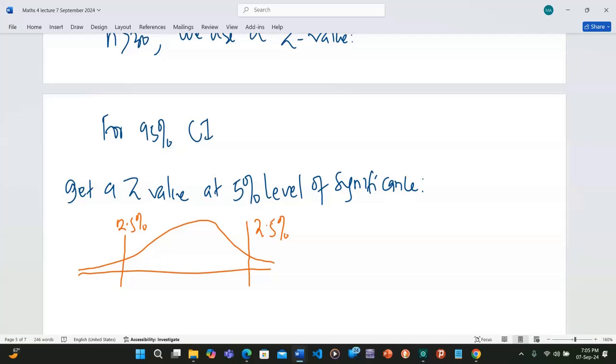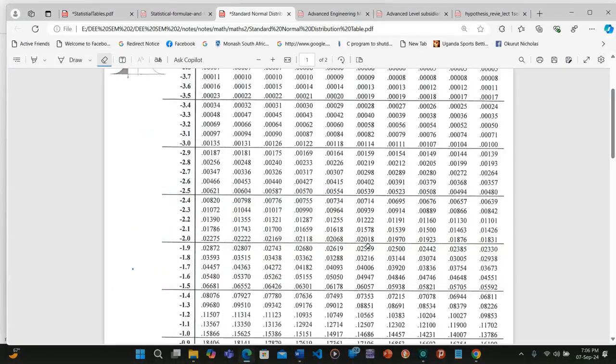But now if we are to get the 95, we are going to be looking at below and above the mean. So 2.5, 2.5. What is going to give us the critical value of z is going to be at 2.5 below, and the critical value at 2.5 the other side. So let's go ahead and look for that value that gives us 0.025. We find that the one that gives us 0.025 is here.